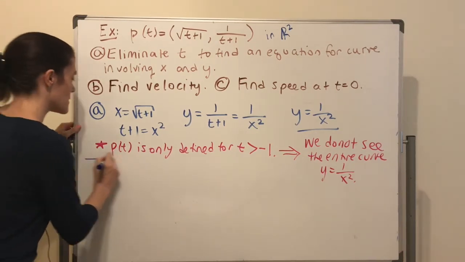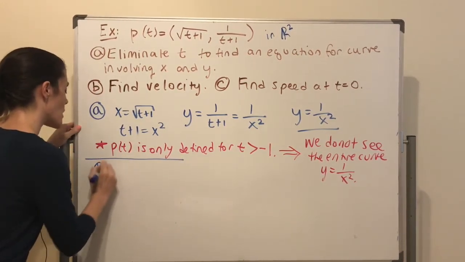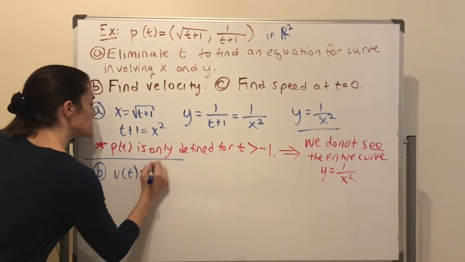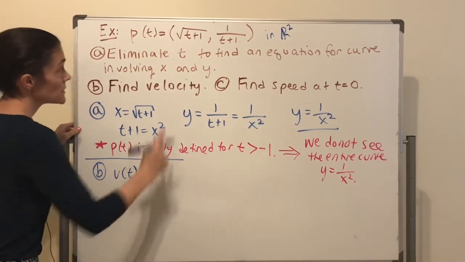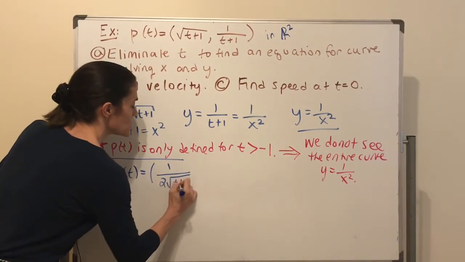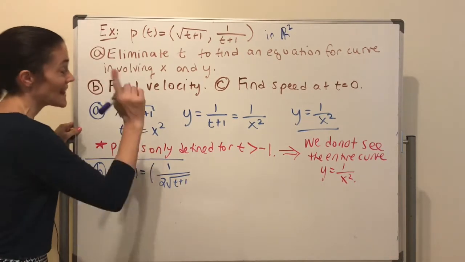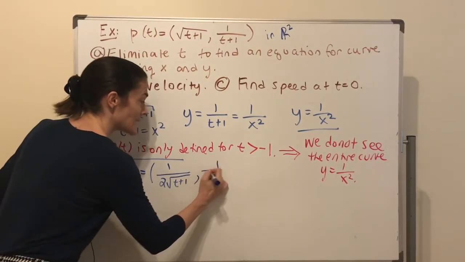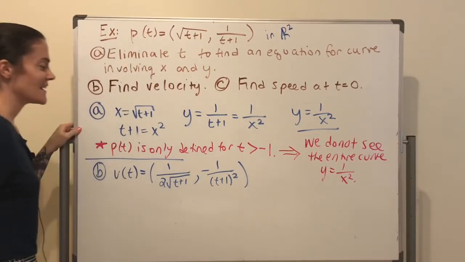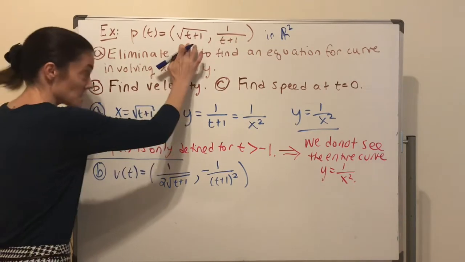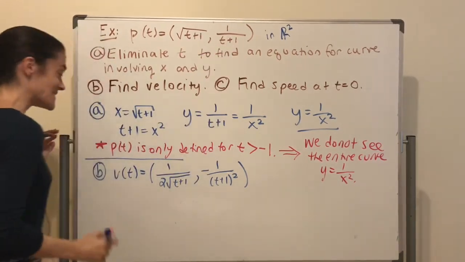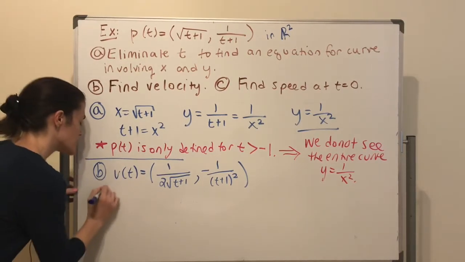Let's move on and work with part B, velocity. Well, we just differentiate each component. So this would be 1 over 2 square root t plus 1. And then this is going to be minus 1 over t plus 1 squared. Okay, we differentiate this component here, differentiate this component here. This is velocity. Okay, that's all there was to B.